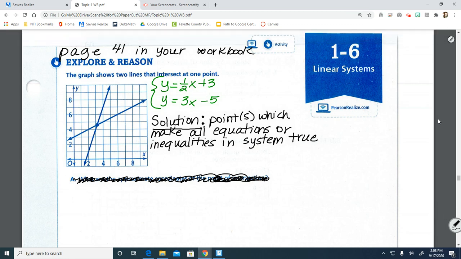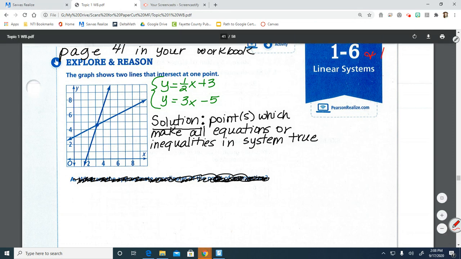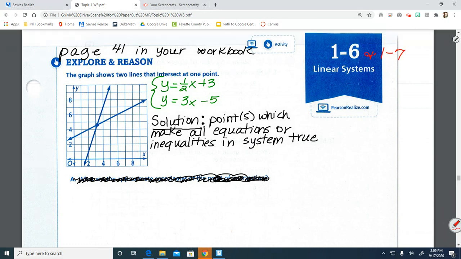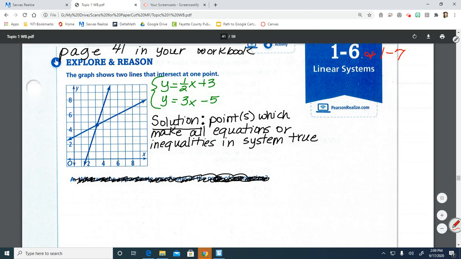Today we're going to be covering 1-6 and actually 1-7 in your workbook, because those two sections are so similar that we might as well cover them together. We're not going to do a ton from 1-7, so don't be worried when you're watching all the videos for 1-6, but they are all going to be together. The notes are going to be on page 41 in your workbook, and they're all about linear systems.